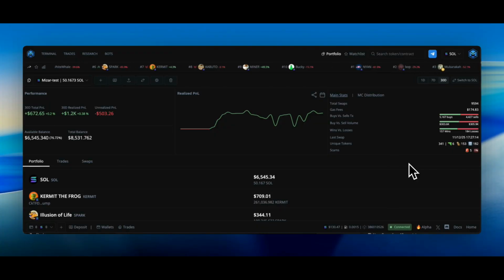Now let's take a look at how to analyse in depth the trades made by your wallet. Mizar allows you to review both your best trades and your worst trades, and a great place to start is usually the losses. By understanding what went wrong, you can adjust your strategy and avoid repeating the same mistakes.